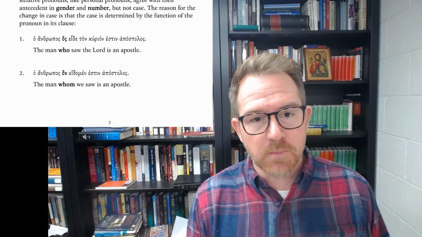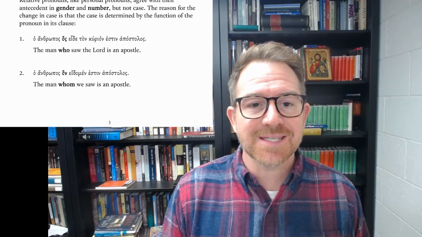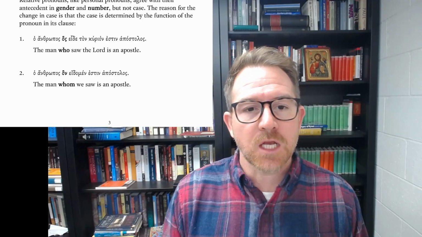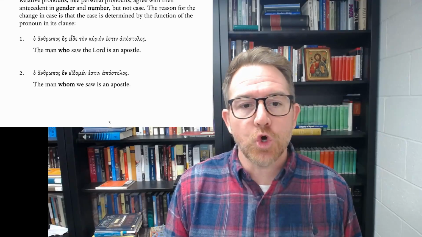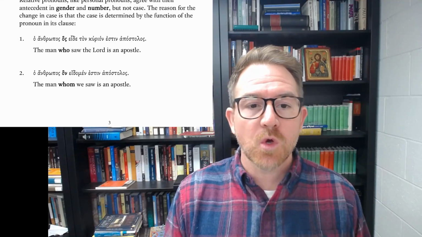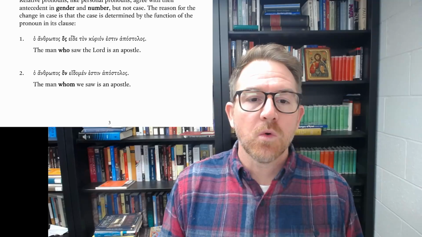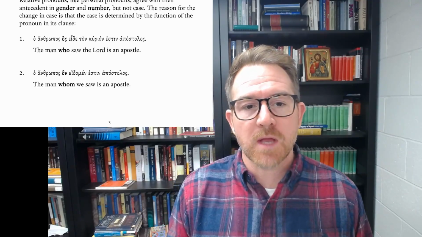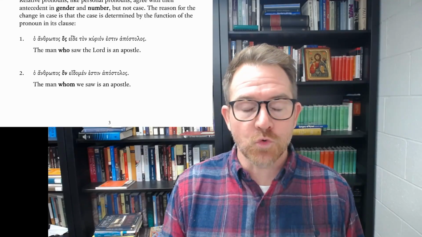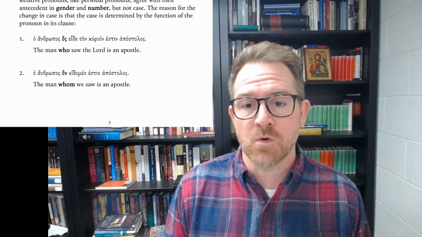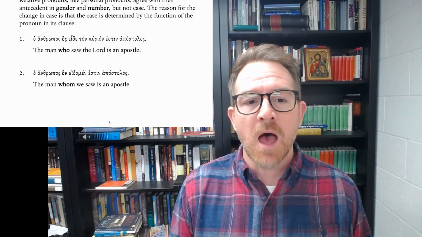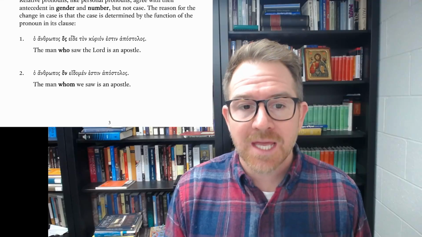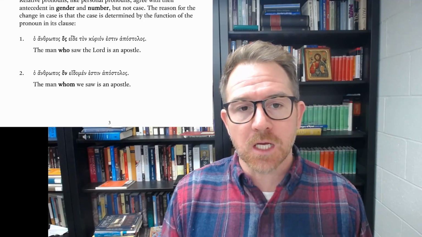Now in the second example, you have a very similar sentence, but in this instance, the relative pronoun is thrown into the accusative case. Ho anthropos hon eidamen estin apostolos. The man whom we saw is an apostle, because we are doing the seeing, and what did we see? We saw whom, that is the man who is an apostle. And so in this instance, the relative pronoun is identifying for us the direct object of the verb. Because it's the direct object of the verb, even though it agrees with ho anthropos in gender, masculine, and in number, singular, its case is defined by its function in the clause in which it appears.